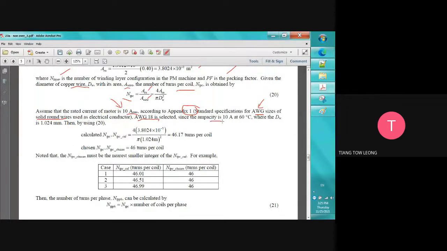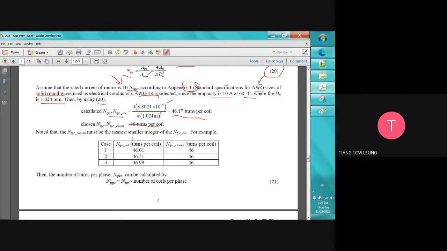Since the ampacity is 10 ampere at 60 degree, where the W is 1.024 mm, by using this one we will calculate the number of turns per coil. Then we use all the information here. With the copper area and the wire size, we can accommodate about 46 turns, so we only choose 46 turns. Even though if we want to choose higher, also can, it depends.